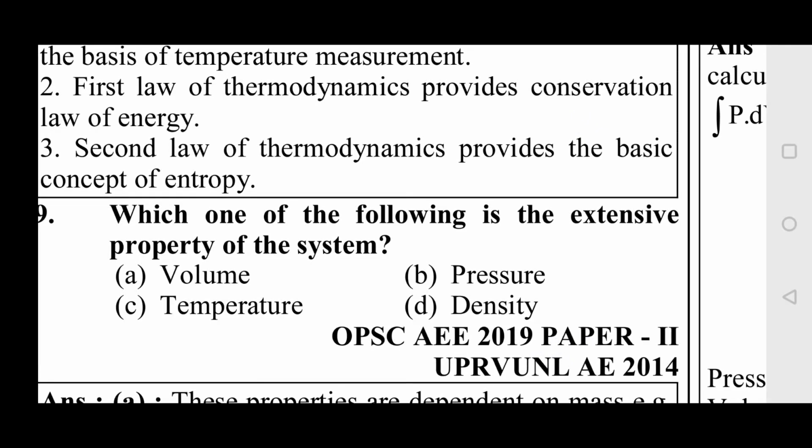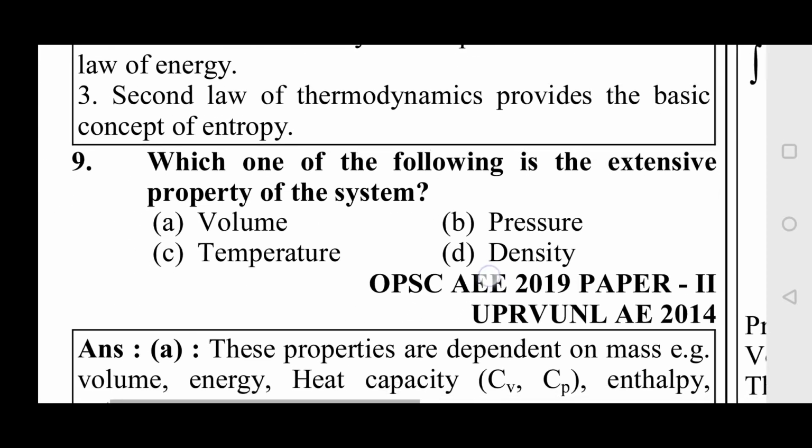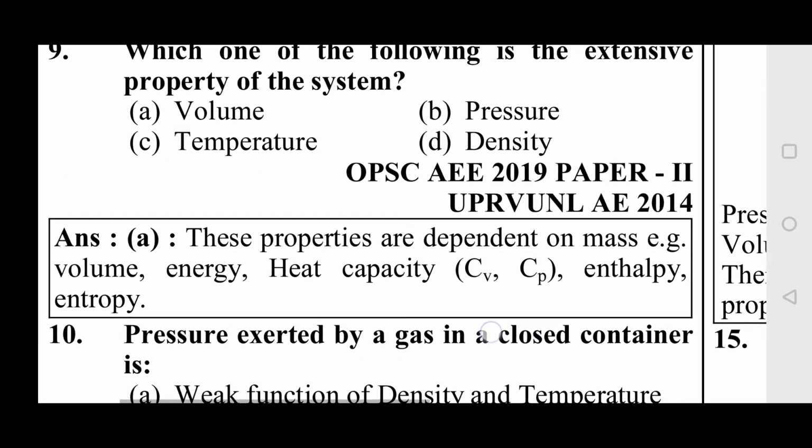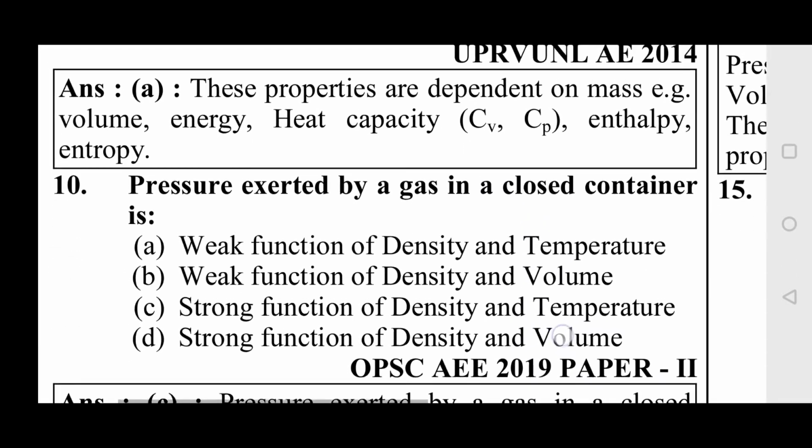Which one of the following is an extensive property of the system? Extensive means the sum of the individual quantities is equal to the total quantity. So among volume, temperature, pressure, density, what is the answer? Volume. Okay, next.